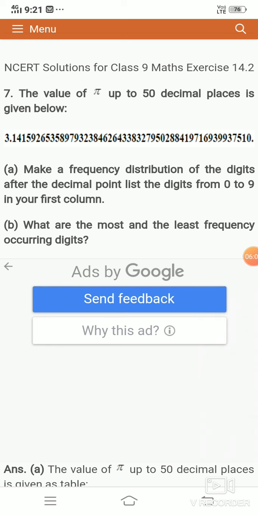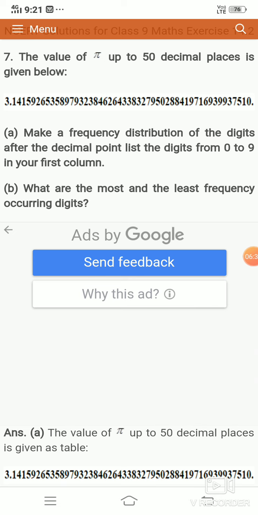In the second column, the count: how many times 0 occurs after 3 point, how many times 1 occurs, how many times 2 occurs, how many times 3 occurs, like that. So we are going to use the first column digits from 0 to 9, right? Next question: what are the most and the least frequently occurring digits? That is, how many times 3 occurs, how many times 0 occurs, how many times 8 occurs.